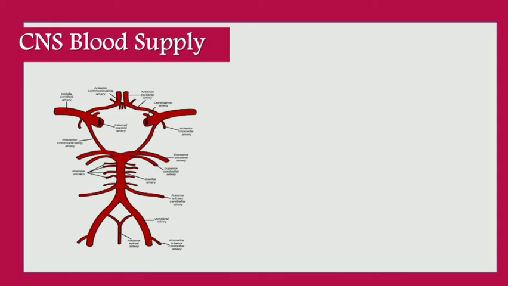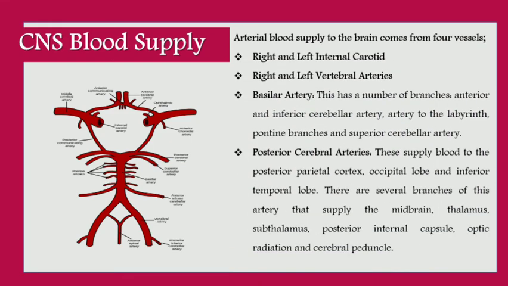Now let's see about blood supply to central nervous system. The central nervous system blood supply forms the circle of Willis. The arterial blood supply to brain comes from four vessels, that is right and left internal carotid arteries, right and left vertebral arteries, basilar artery, and posterior cerebral arteries. Basilar artery. This has a number of branches, that is anterior and inferior cerebral artery, artery to labyrinth, pontine branches, and superior cerebellar artery.